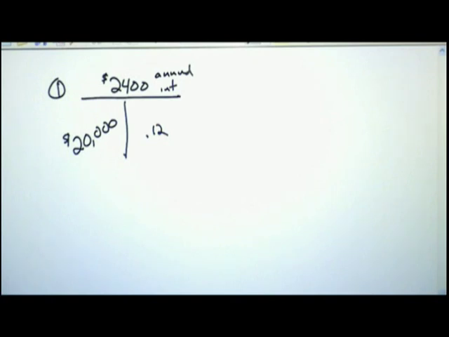Now the payment I've got of $205.72 is per month, so I need to take this $2,400 and divide it by 12, which means that I'm paying $200 interest per month based on this principal amount.